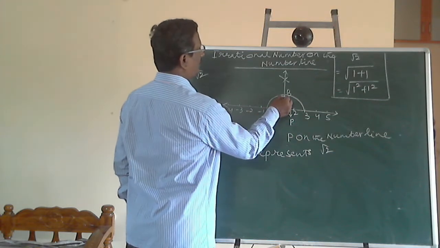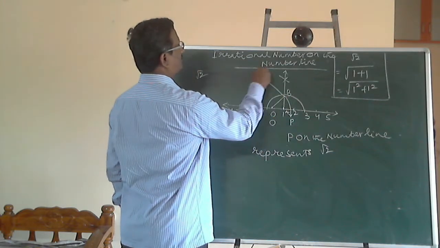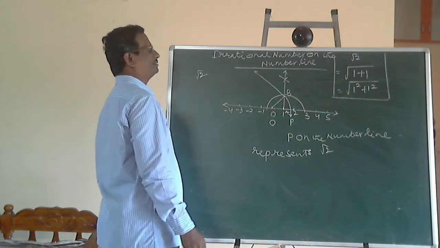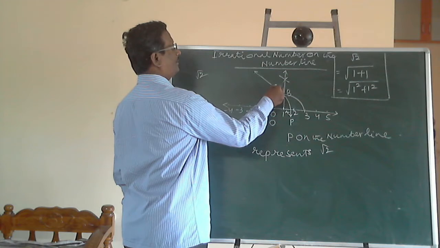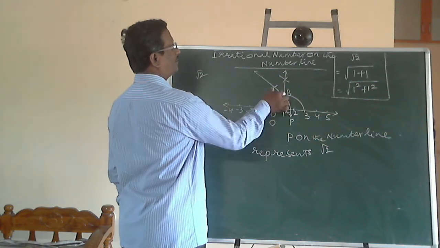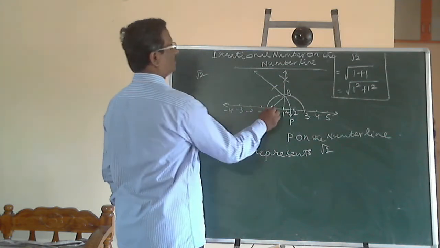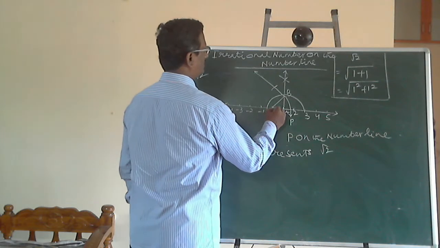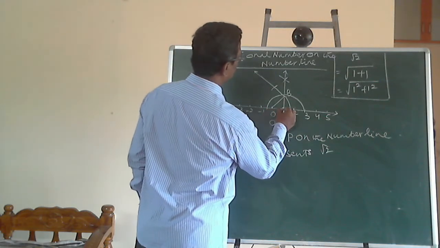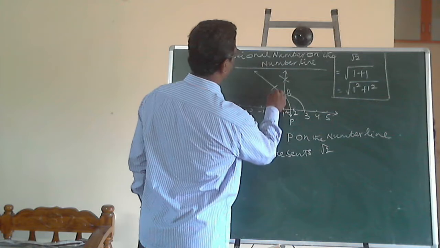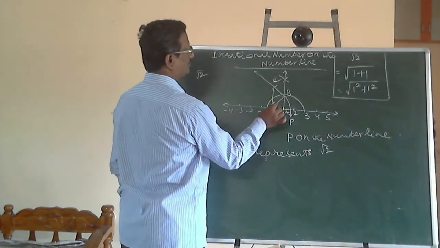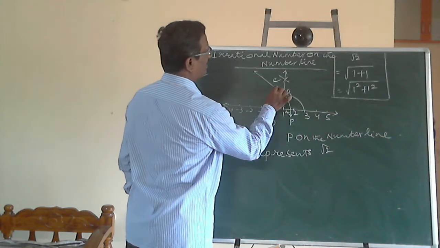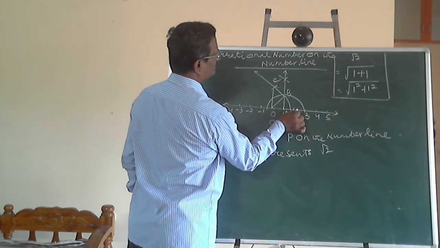To this OB, draw a perpendicular with the help of either compass or set squares. From B, 1 unit means the same 5 centimeters radius. Draw the arc and join this. Name this point C. With O as center and OC as radius, draw an arc.